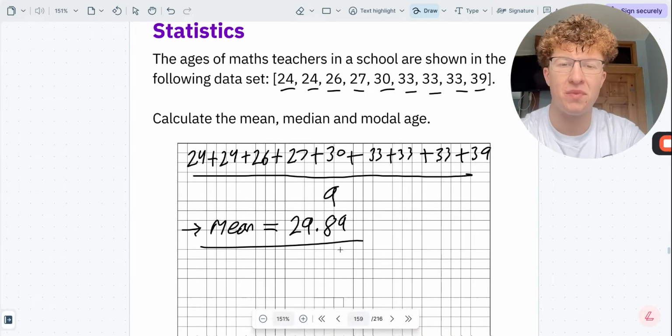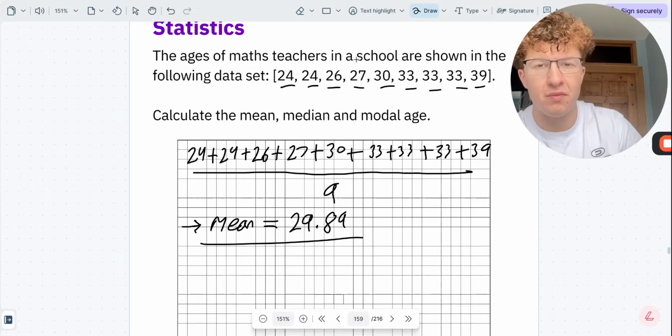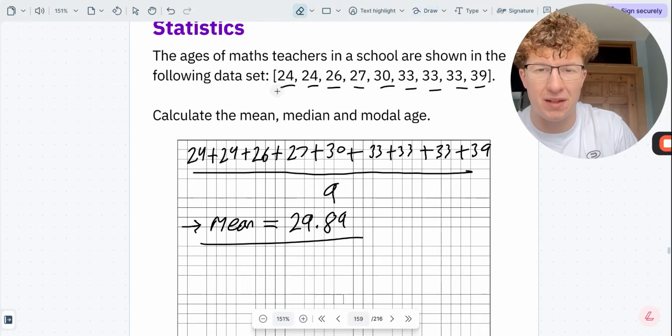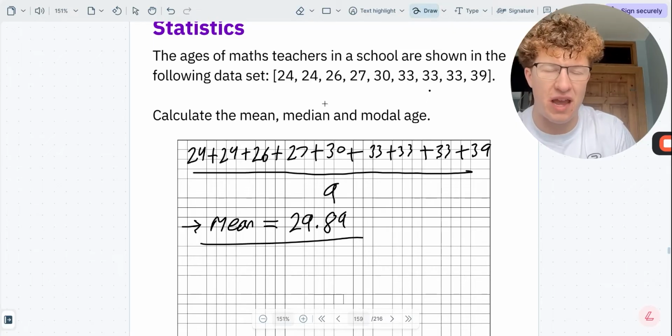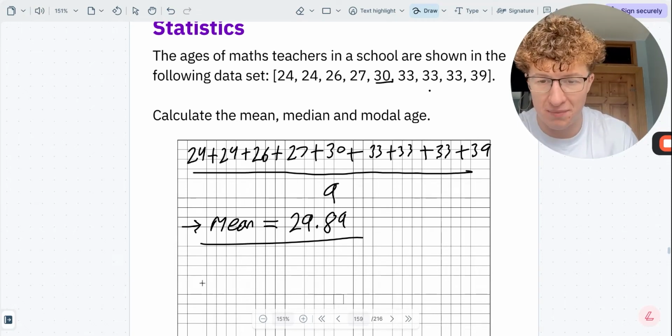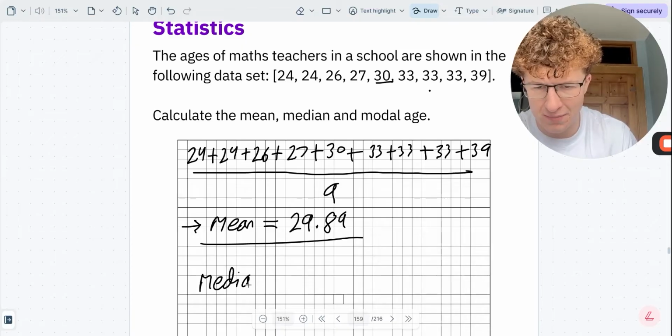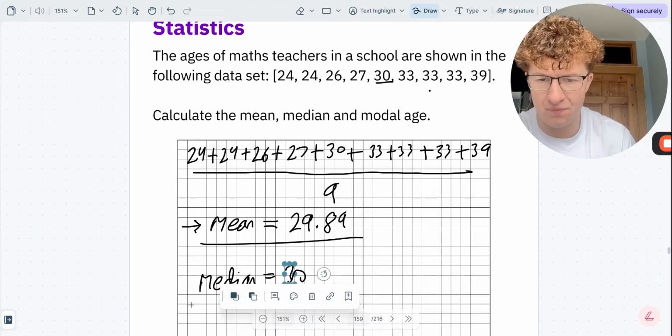That's the mean age. The median, remember, median, middle number. So in this data set, we have 9 numbers. So the middle number is going to be the 5th number. So 1, 2, 3, 4, 5. This one here, this is going to be the middle number. That's our median. So the median is equal to 30.